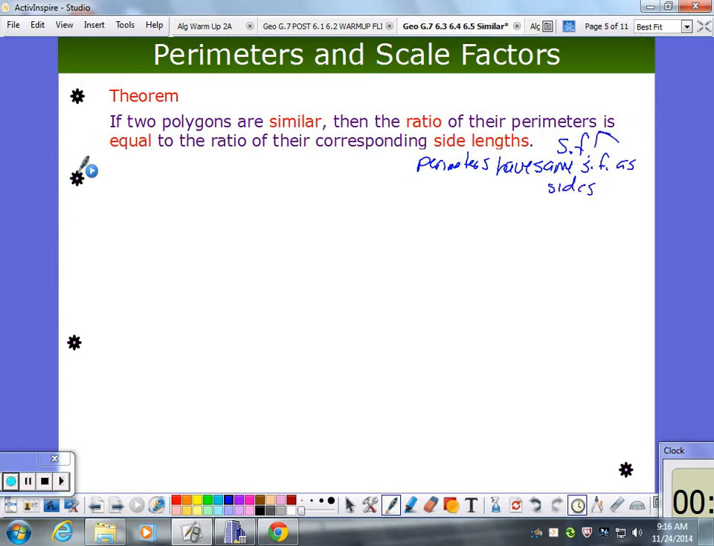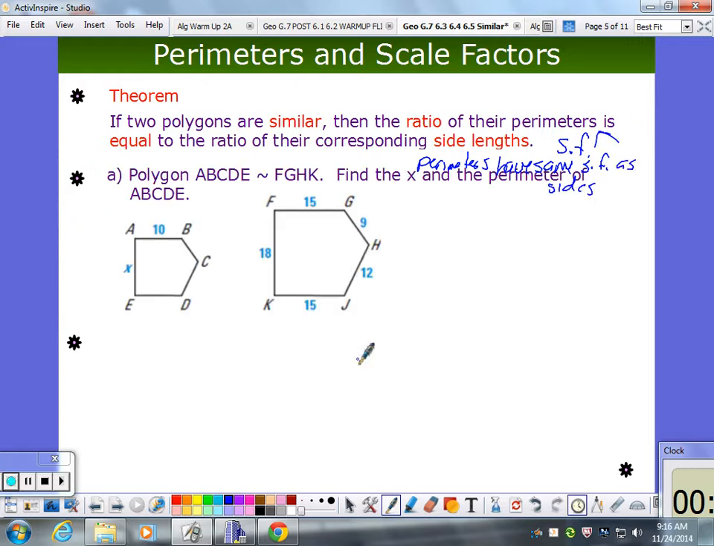Basically what that's saying. So I've got this polygon here, and let's see where we are. We're on the bottom of page 1. Polygon A, B, C, D, E. So I've got 5 sides here. And it looks like I'm missing things here.